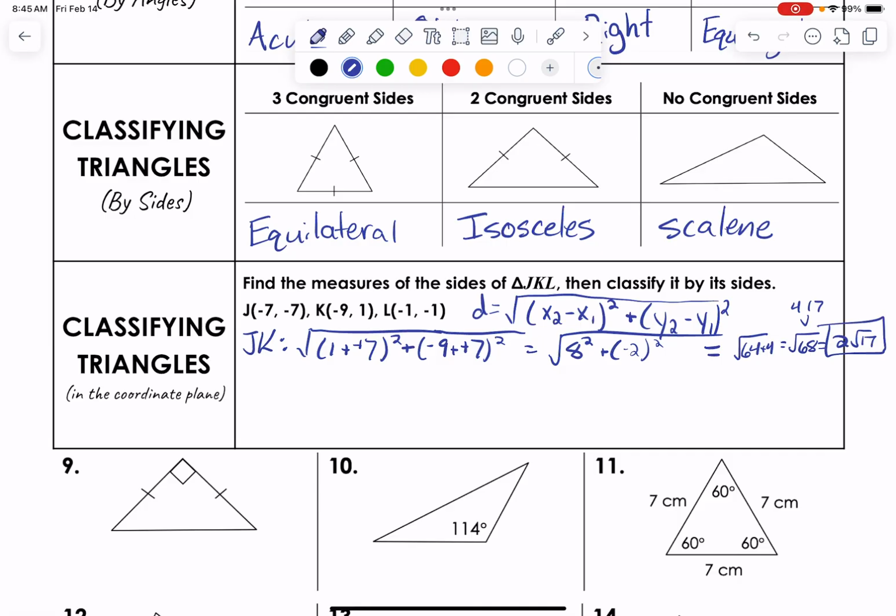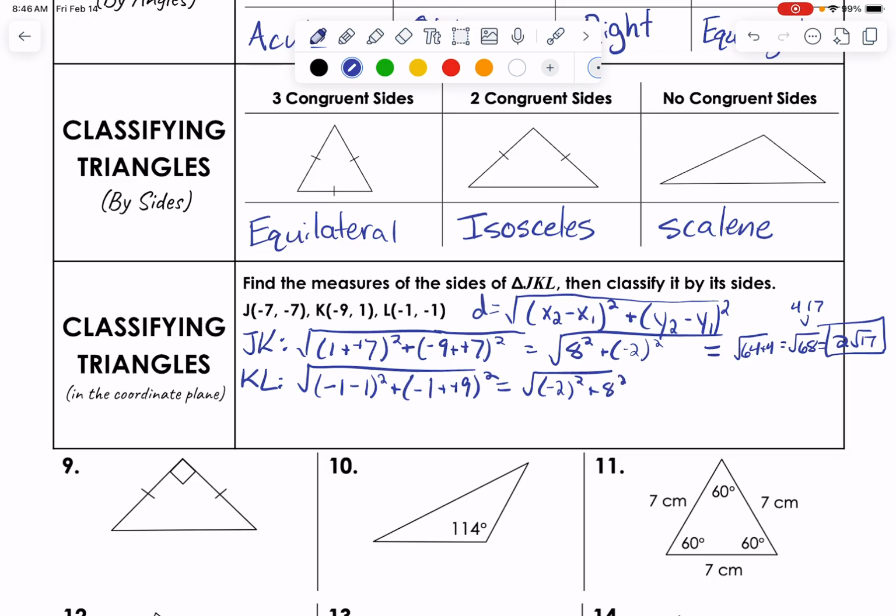Okay. Next we have KL. KL will be, I guess we'll do the same thing. We'll do y's first and then the x's, just because we're used to that from the slope formula. So -1 minus 1 squared plus -1 minus -9 squared. So that'll be -2 squared plus 8 squared. And those numbers look a lot like what we just did, 8 squared plus -2 squared. So we know this is going to turn out to be 2 root 17.